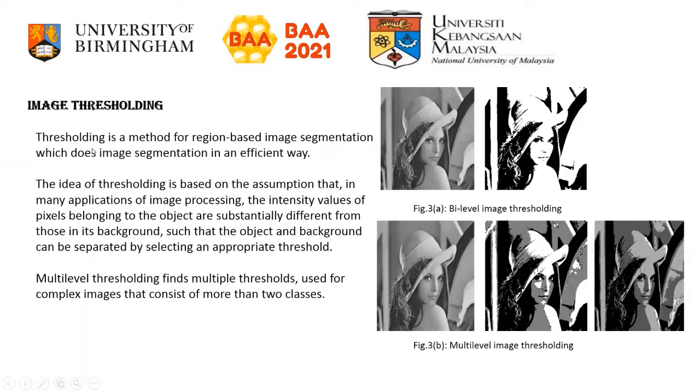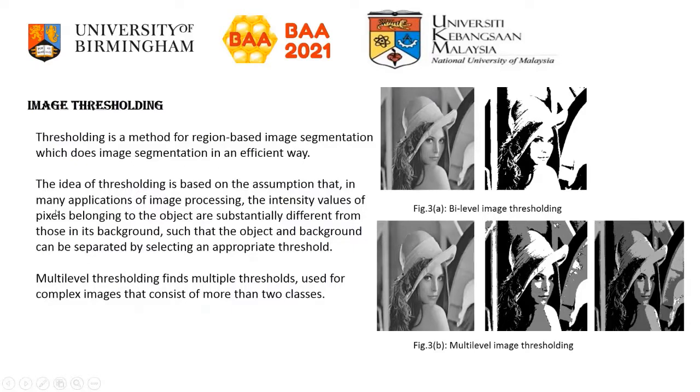Now we are going to discuss image thresholding. Figure 3a is bi-level image thresholding, and figure 3b is multi-level image thresholding. We can see that for bi-level there are only two classes, but multi-level consists of more than two classes. Thresholding is a method for region-based image segmentation, which does image segmentation in an efficient way.